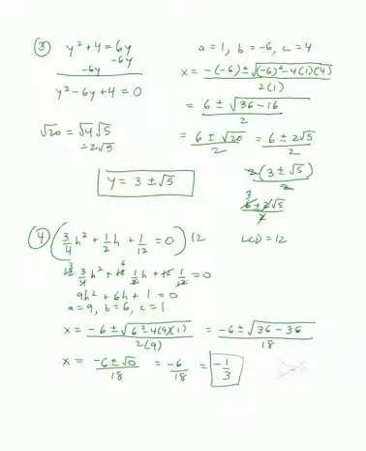Notice I only got one answer. This does happen sometimes. This just means that we have a repeated root. We got two answers, they just happen to be the same one. Right? Because really what we have is negative 1/3 plus or minus 0. So actually, they're the same answer.